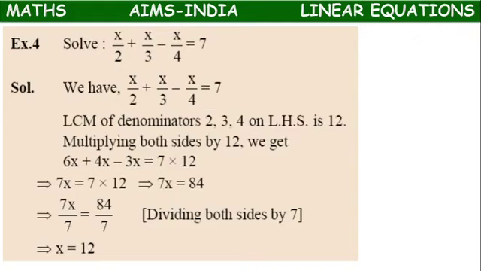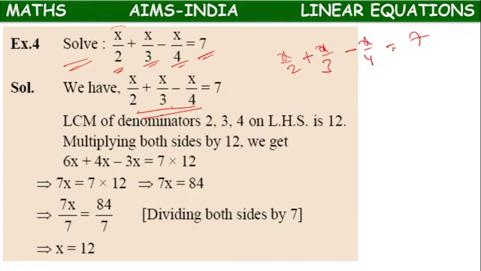Next, the fourth one. Solve x by 2 plus x by 3 minus x by 4 equals 7. We have to simplify this. What have they given? x by 2 plus x by 3 minus x by 4 equals 7. The right hand side needs no change. The left hand side we have to simplify, with denominators 2, 3, 4.